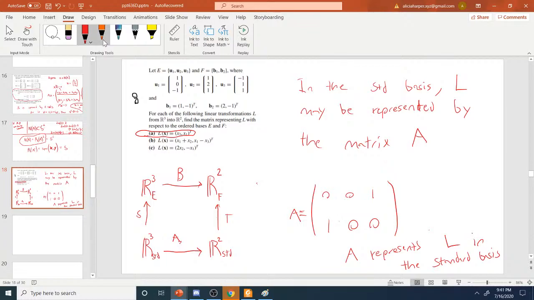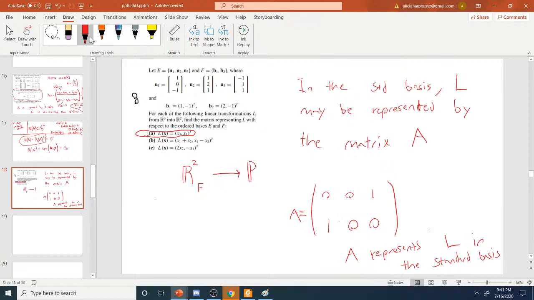But that's actually somewhat a long-winded way of doing it, and it would take me a while to set up. So what I'm going to try to do is something simpler. This is, I believe, how the book did it when I was teaching it. I need to write down how I would switch from R2 with the basis F to R2 with the standard basis.